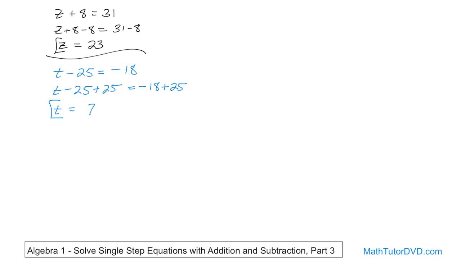That's the correct answer. If you put it in here, 7 minus 25, if you do that math, we've been doing that a lot, then you're going to get negative 18. So go ahead and give it a shot and make sure you agree.